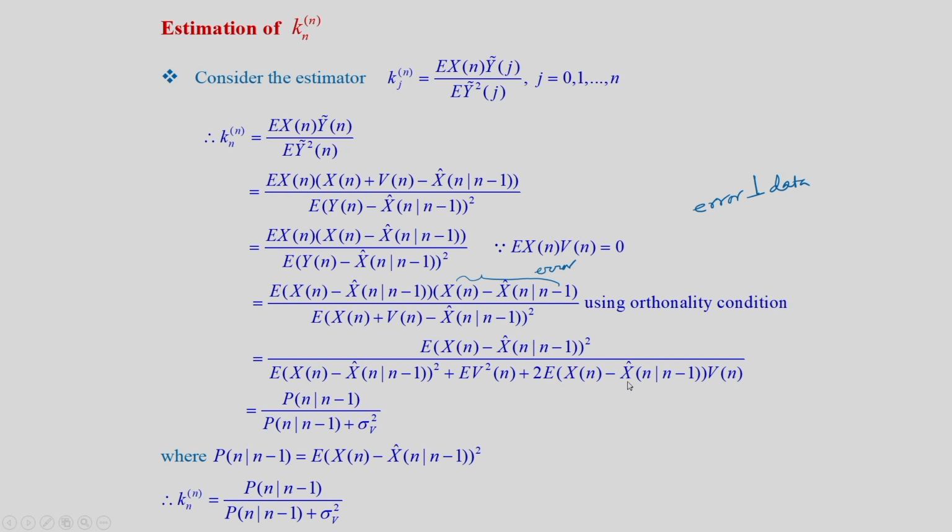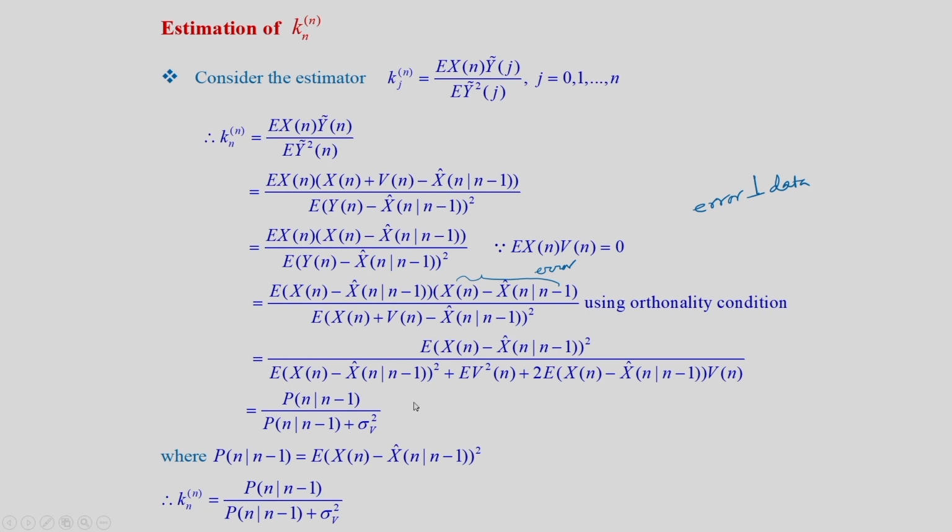Now, we observe that v_n, that is the noise, is orthogonal to all data. This v_n is the noise which is orthogonal to x_n, and this x hat n given n minus 1, these are linear combinations of previous data. Therefore, v_n will be orthogonal to this factor also. Therefore, this term will become 0.